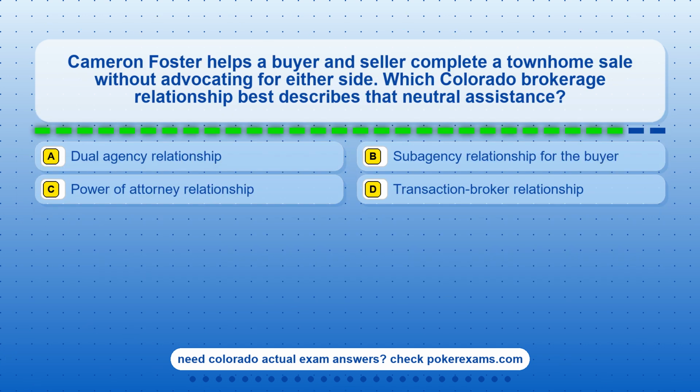Question 5. Cameron Foster helps a buyer and seller complete a townhome sale without advocating for either side. Which Colorado brokerage relationship best describes that neutral assistance? Option A. Dual agency relationship. Option B. A supervising relationship for the buyer. Option C. Power of attorney relationship. Option D. A transaction-broker relationship.